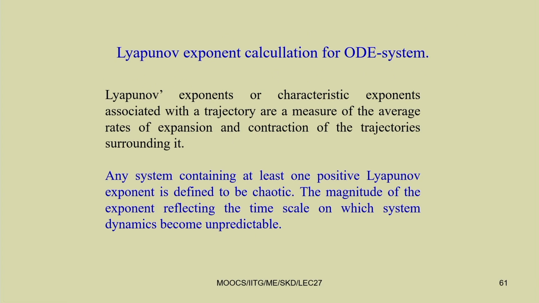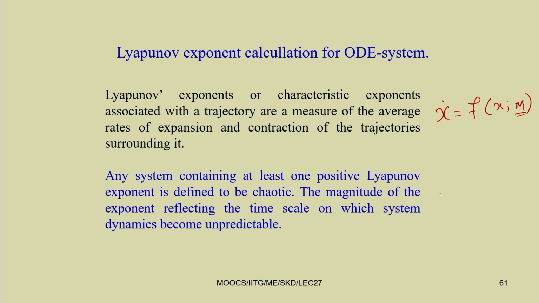Lyapunov exponent. Actually, the Lyapunov exponent or the characteristic exponent associated with a trajectory is a measure of the average rate of expansion or contraction of the trajectory surrounding it. So, let us say you have an equation, or flow equation, that is written in this form x dot equal to f(x; m). Here m is the parameter which you are changing and x is the state vector.